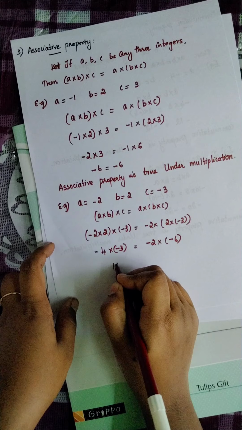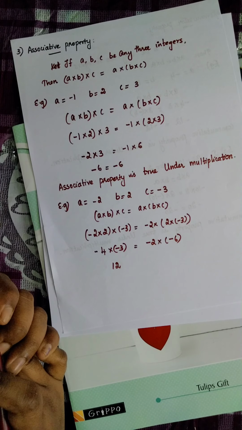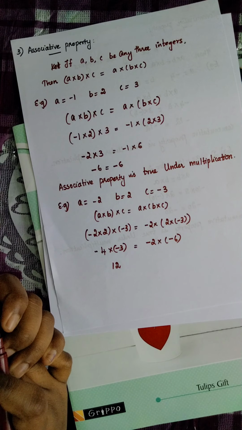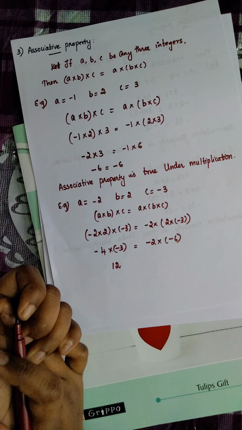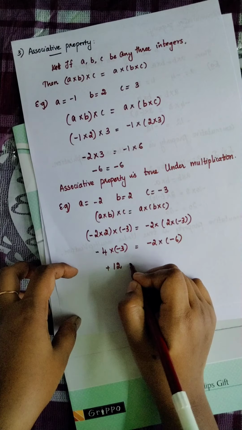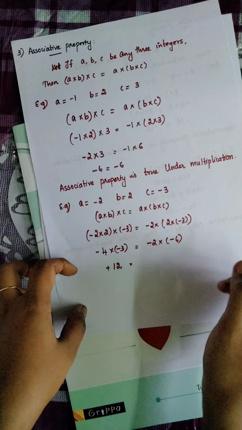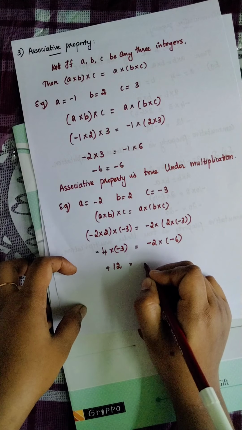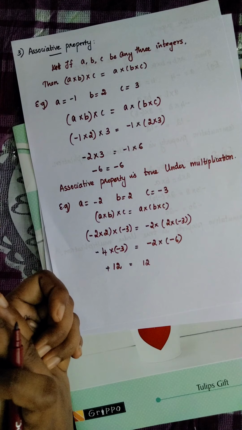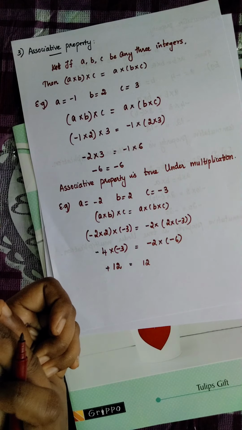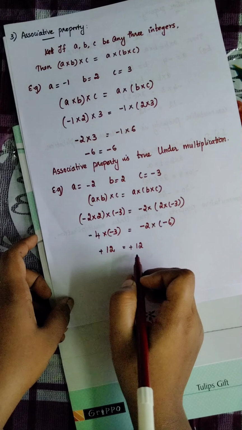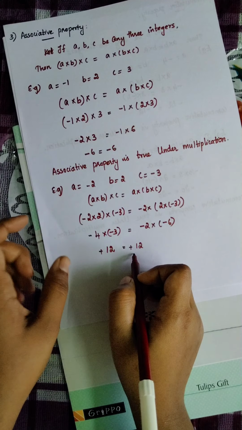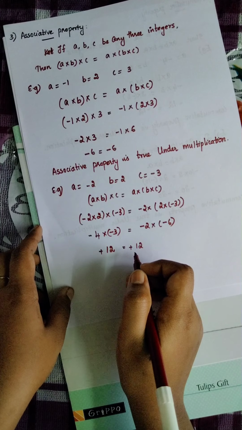4 into 3 is 12. Which sign, positive or negative? Both the numbers are having the same sign, that is like signs, so you will be getting the positive product. So it is plus 12. Here, 2 into 6, what is 2 into 6? 12. Now both the numbers are having the same sign, like signs, -2 into -6. So what is the answer? It is plus 12. Very good. So we are getting plus 12 on both sides. Both the answers are the same.